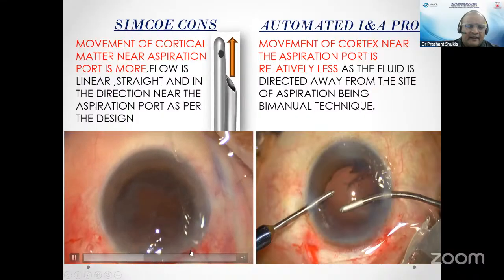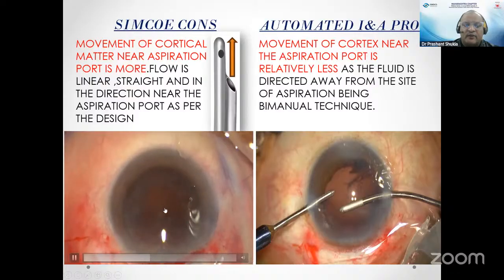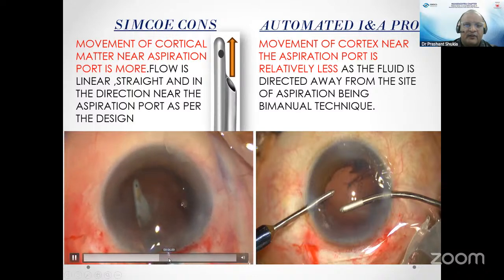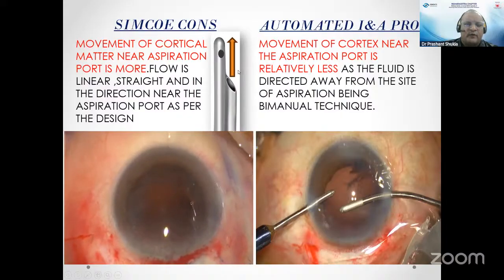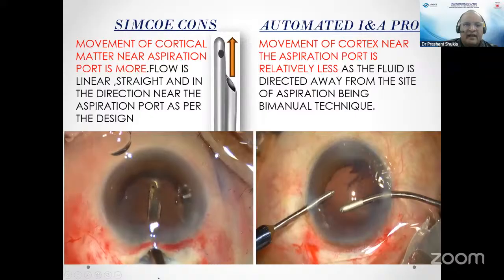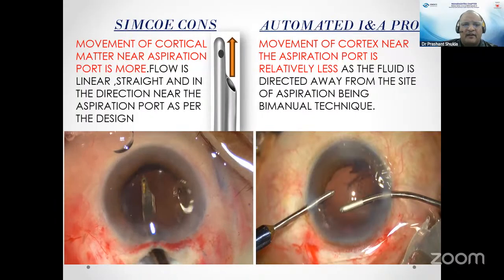Probably every time I take the Simcoe at 6 o'clock, the cortical matter would just disappear below the rhexis margin. Just in a second, we'll see. It would disappear below the rhexis margin, and I won't be able to catch it. Maybe the flow is more linear. So I thought, let's implant the lens and then remove it. Again, the same thing was happening.